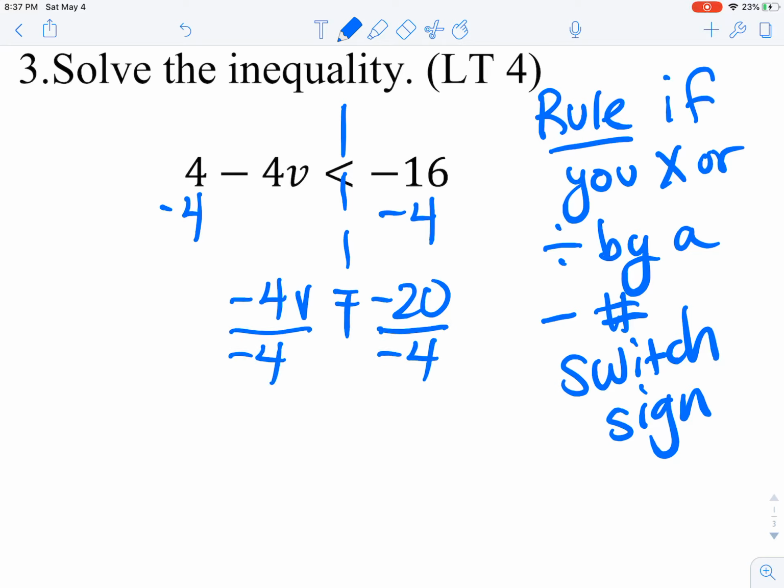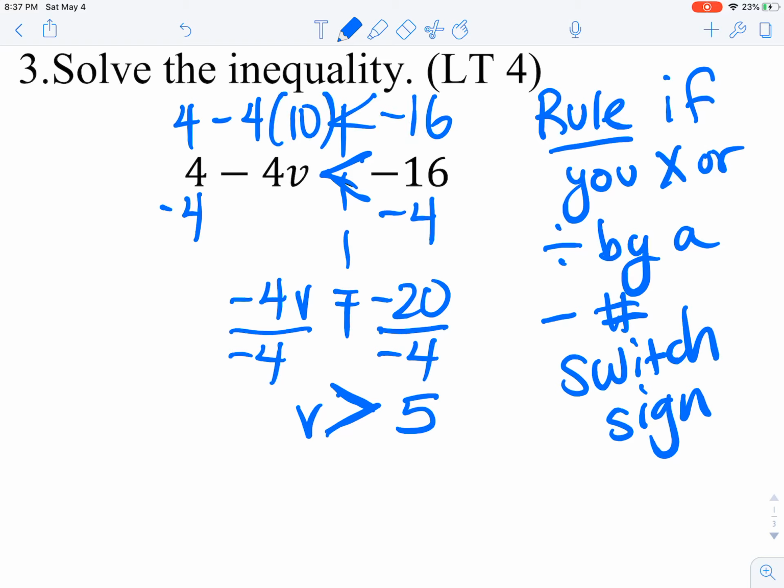Wee, wee, and I'm left with v and positive 5, but the direction that my sign was in before is going to flop. And v has to be a number bigger than 5 in order for this inequality to stay true. And it works if we plug in a number. Let's pick a number like 10, okay? So 4 minus 4 times 10. Is that number less than negative 16? Yes, 4 minus 40 is definitely less than negative 16. So our v has to be a number bigger than 5.